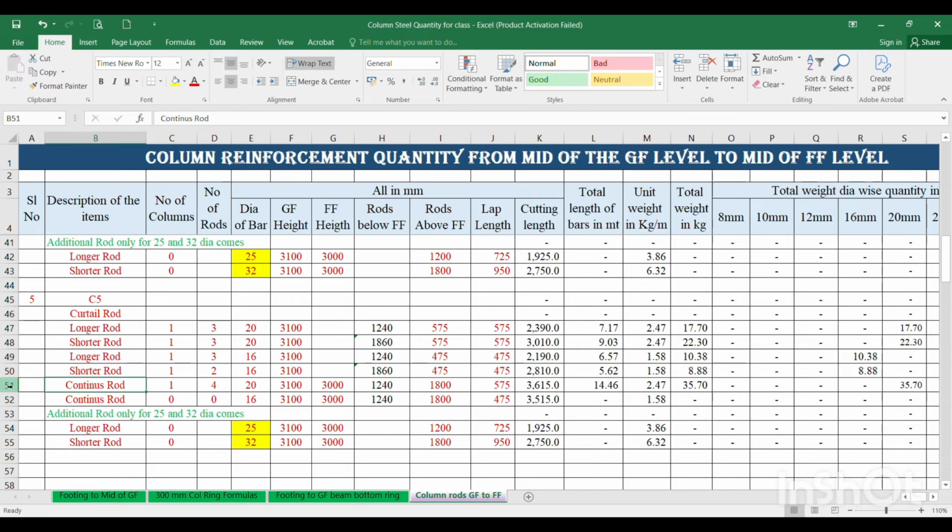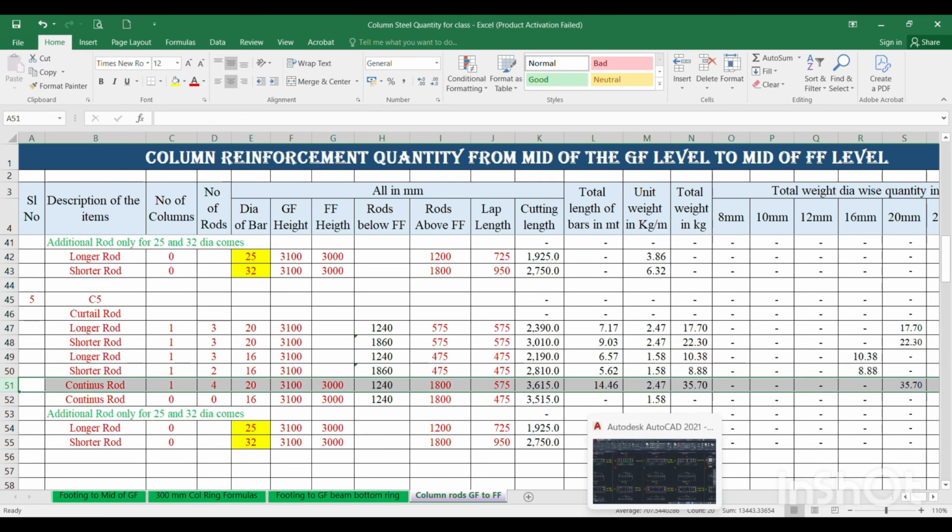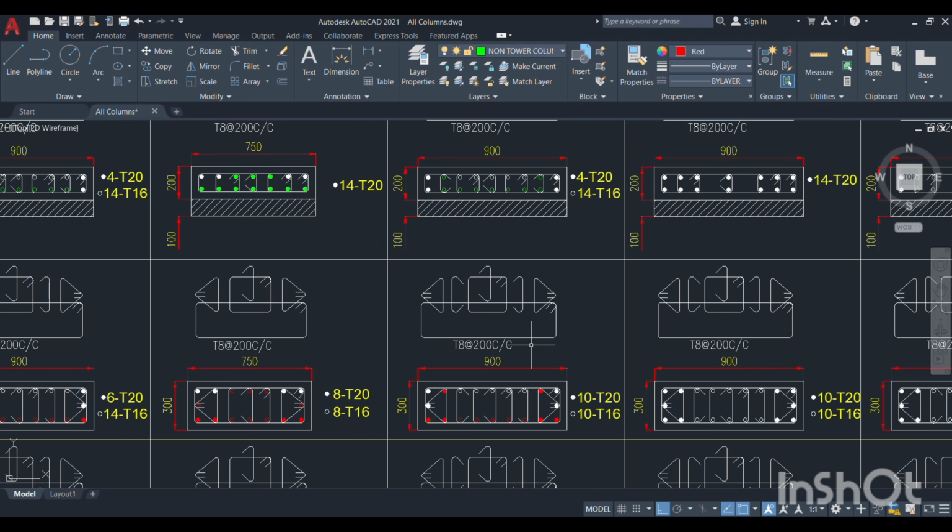And next, continuous rod. Then what rods are going to continue over here? See, in this corner 20 dia rod is there, in this corner 20 dia rod is there.